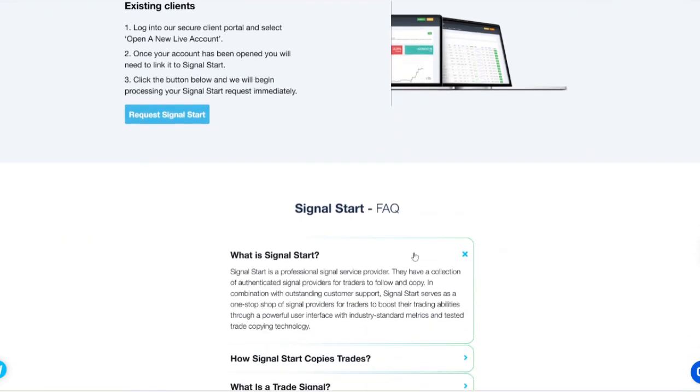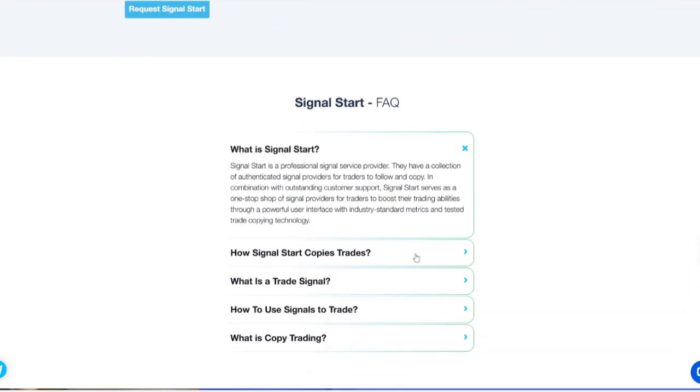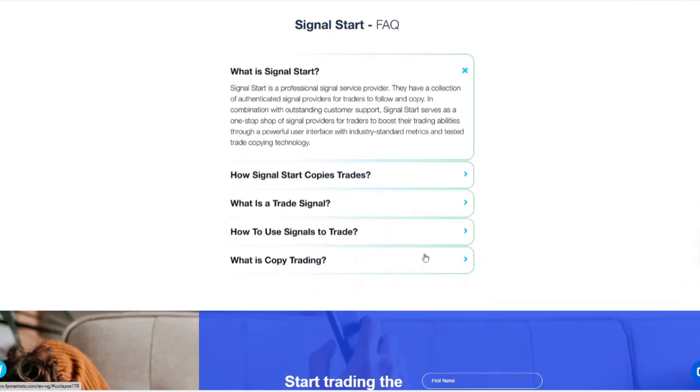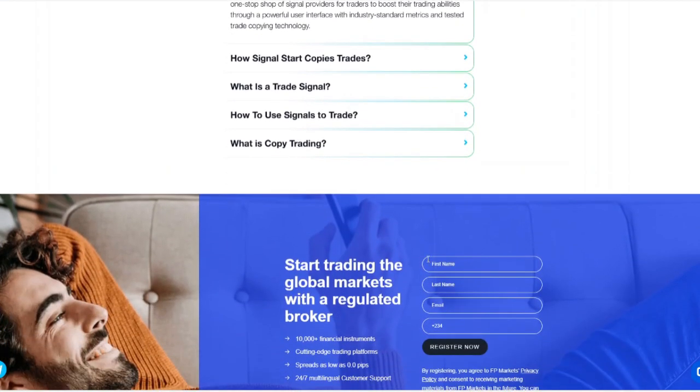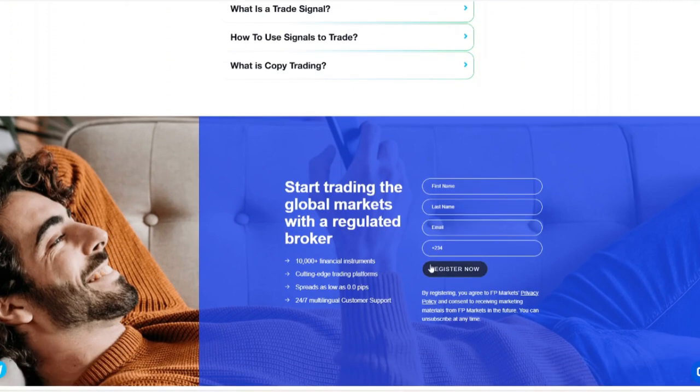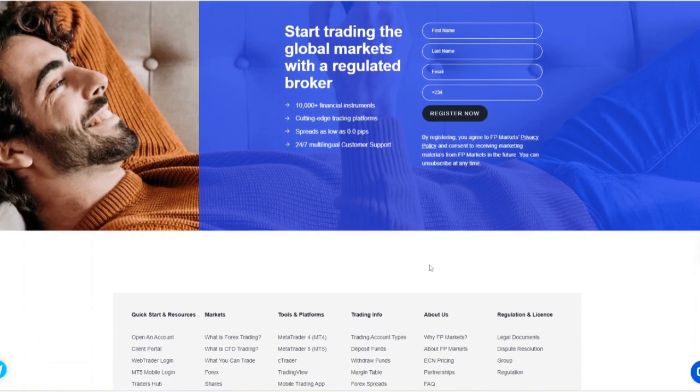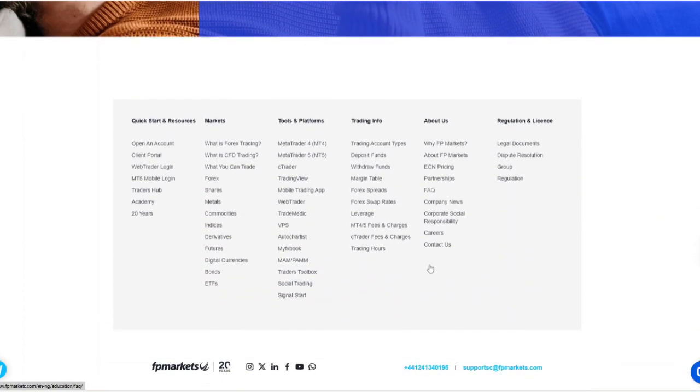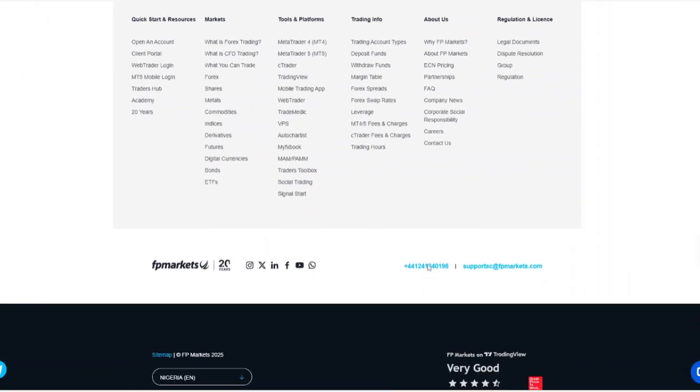You can follow several traders at the same time, and that means that you can diversify across multiple strategies. For example, following one provider who trades short-term forex and another who focuses on long-term commodities. This flexibility helps you spread risk and potentially smooth out your performance.